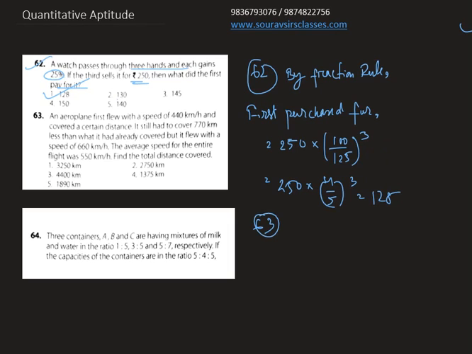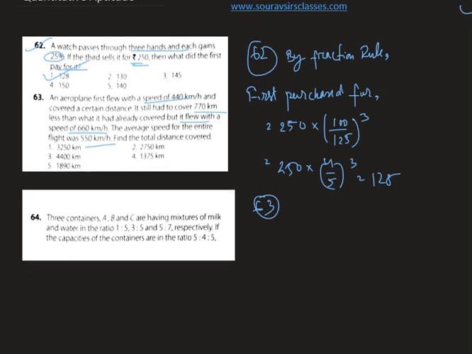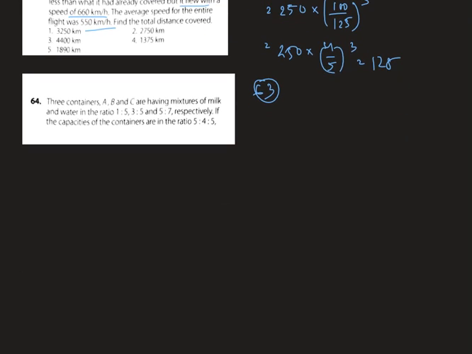Now jump to the next question. An aeroplane first flew with a speed of 440 km per hour and covered a certain distance. It still had to cover 770 km less than what it had already covered, but it flew with a speed of 660 km per hour. The average speed for the entire flight was 550 km per hour. Find the total distance covered. Let the plane cover x kilometer. So first we assume that the distance covered by the plane at first is x kilometer.